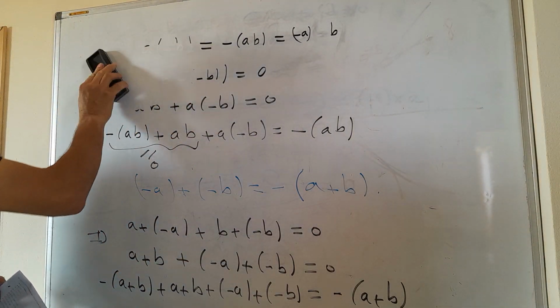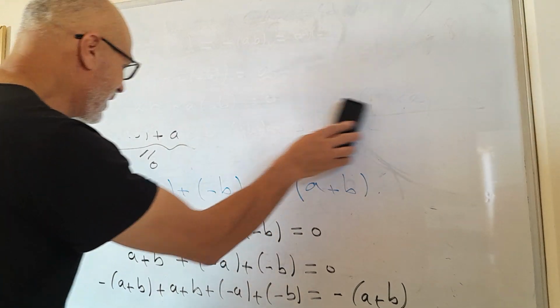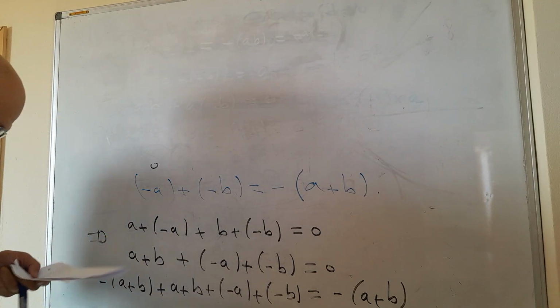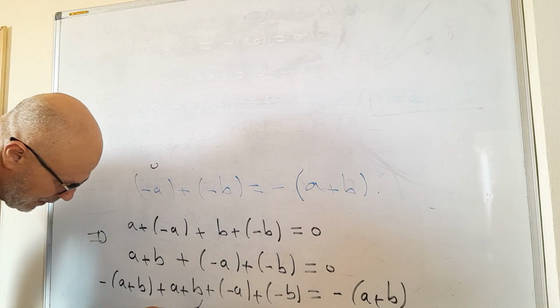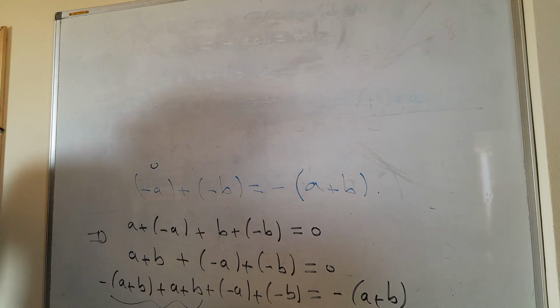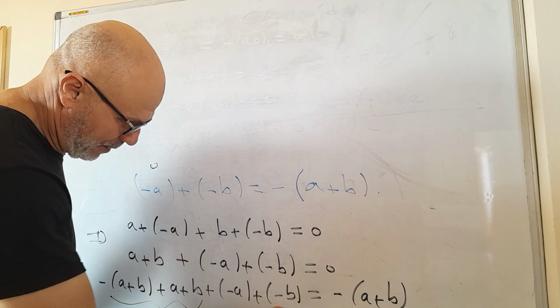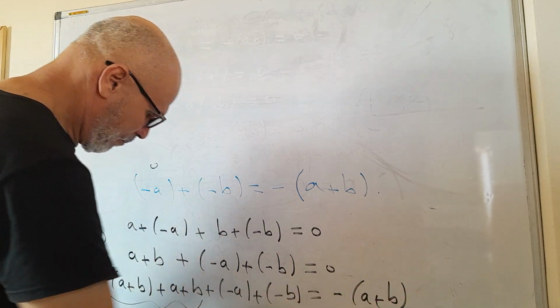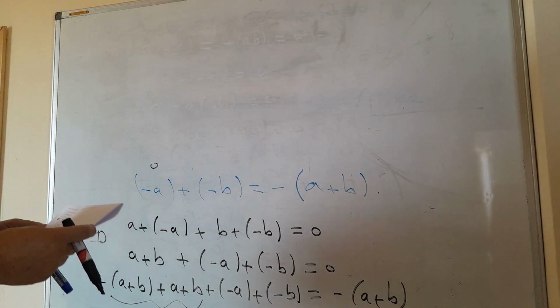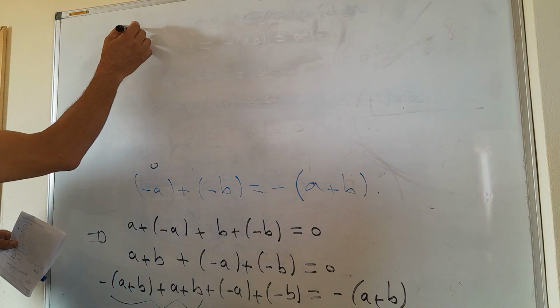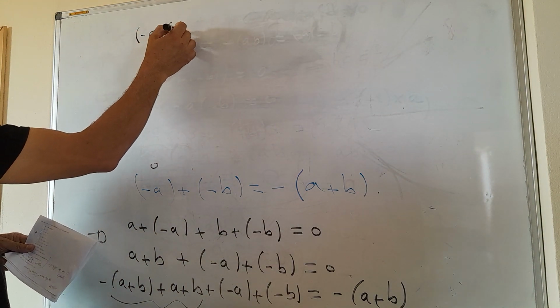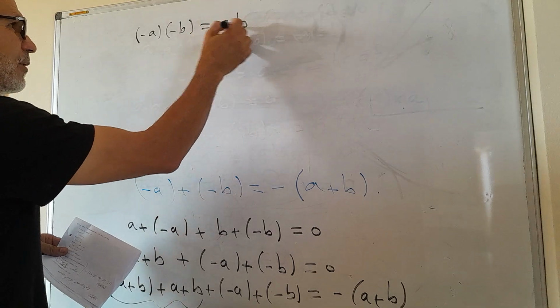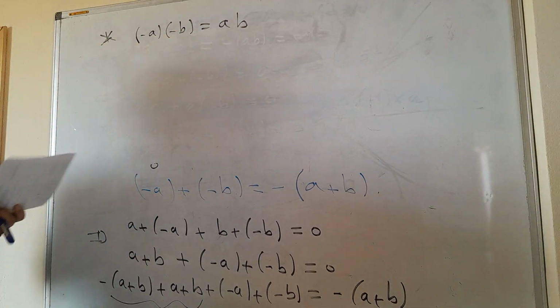But we can easily remark that this is equal to 0, which means that (-a) + (-b) is equal to -ab. The next formula: how can we prove that (-a)(-b) is equal to a times b?